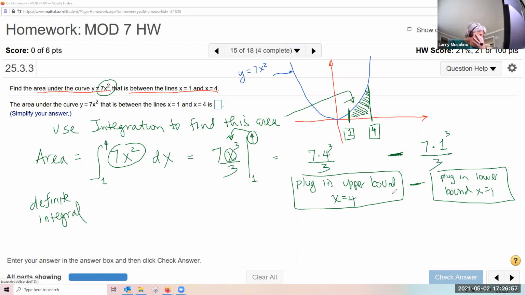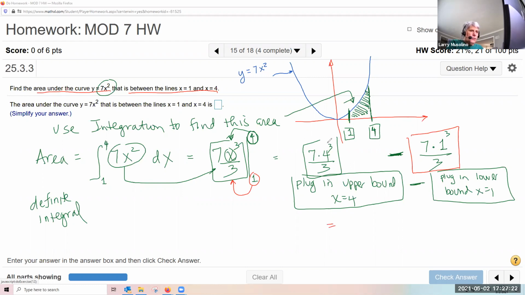All right, so let me say this again. Here are the steps we followed. First, we worked out this integral using the power rule. Then you plug in the upper bound into this expression. That's what we have here. Then you plug in the lower bound to this expression. That's what we have here. And you subtract these two numbers. All right, let's work it out then.